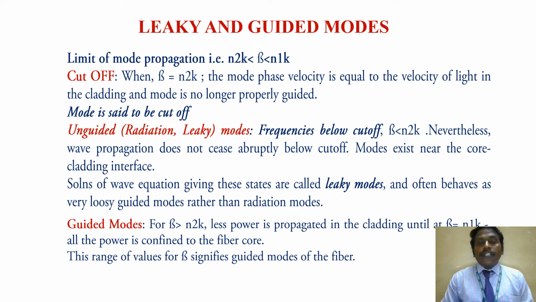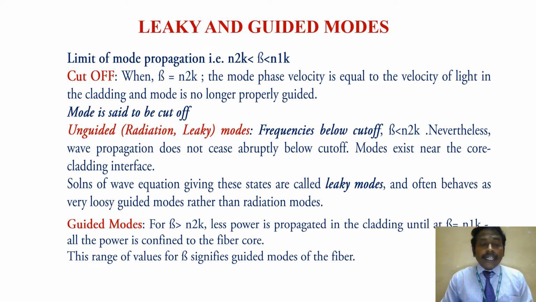Then we can have leaky modes and guided modes. Here we are defining leaky mode and guided mode based on the beta value. Look at that, the beta value is in between n2k and n1k, so n2k is less than beta is less than n1k. When beta equals n2k, the mode is called a cutoff mode. Here the mode phase velocity is equal to the velocity of light in the cladding, and the mode is no longer properly guided. Then we say that the mode is at the cutoff condition.